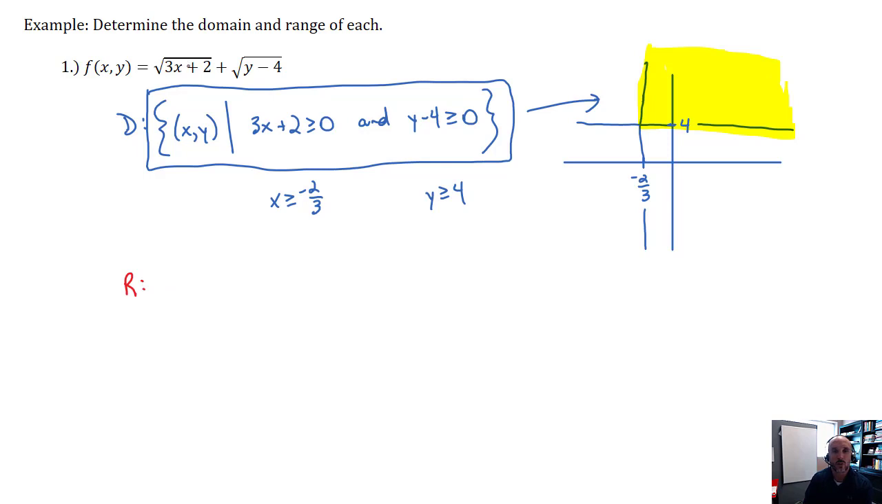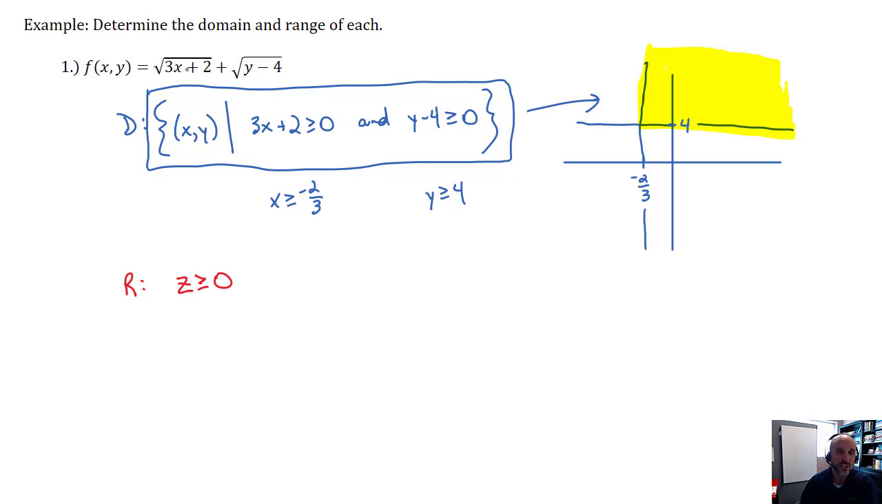We know a square root can output 0 or higher. So this function here, we know that we could plug in an x value and make it equal to 0. And we know over here we could plug in 4 for y and make this guy equal to 0. So we know our range is going to start at 0. We could say z is greater than or equal to 0.